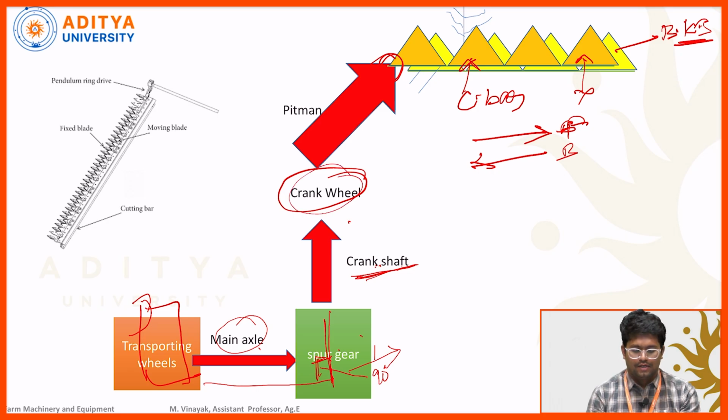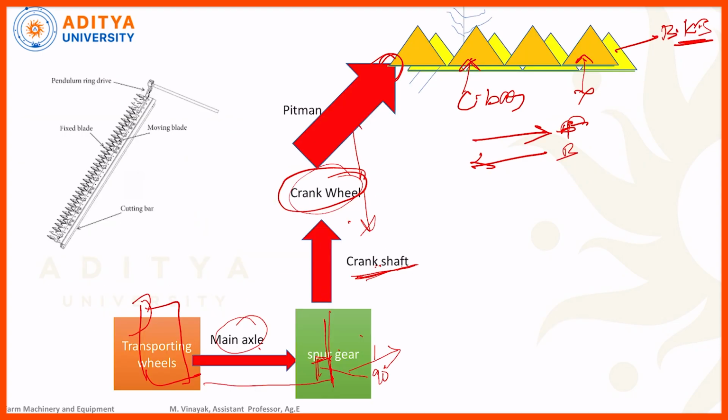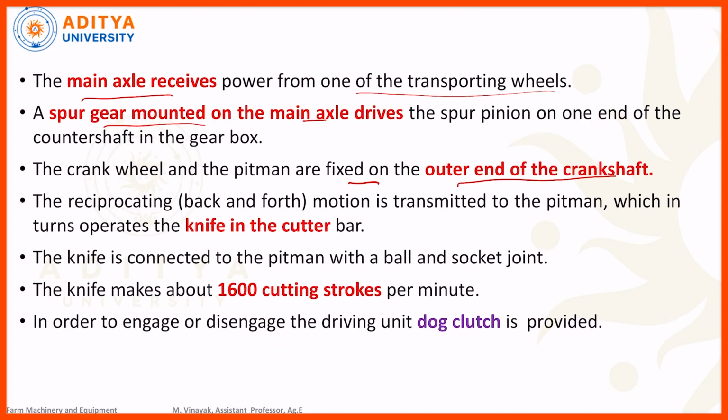The crank wheel was attached to the pitman arm. This arm was attached to the crankshaft at one end. The reciprocating forward and backward direction can be obtained through the pitman arm. By using the ball and socket joint, it will connect the pitman arm to the knife section, so that we can get the forward and reverse direction.